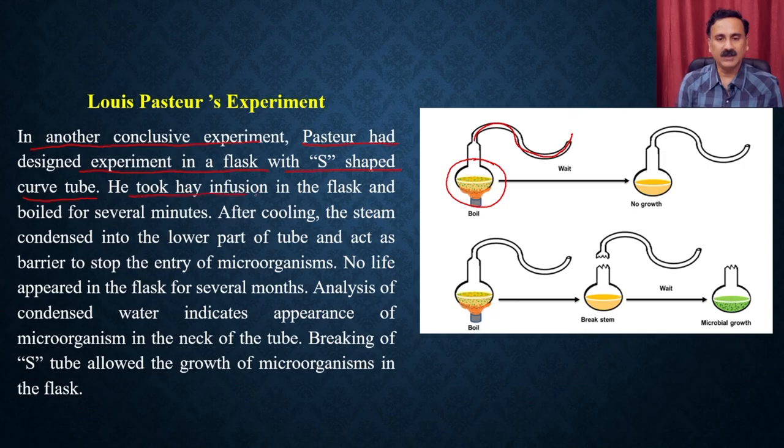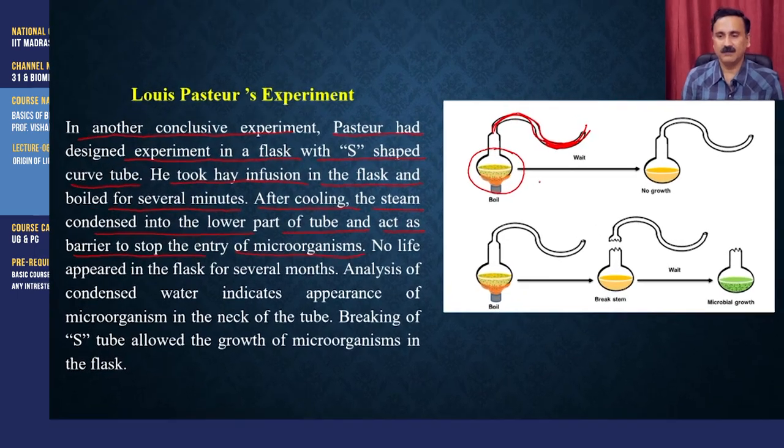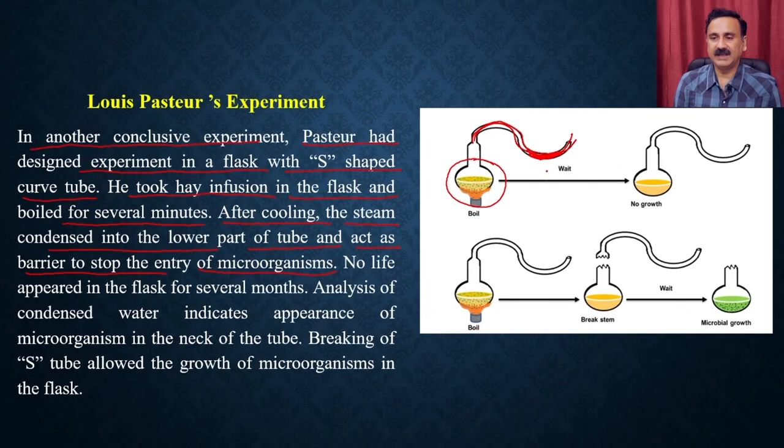So, he took the hay infusion in the flask and boiled it for several minutes or an hour. After cooling, the steam condensed into the lower part of the tube and acted as a barrier to stop the entry of microorganisms. So what happened is, he boiled the broth, and the vapors were coming and going, right? But when he stopped the heating, the broth got condensed in this particular portion, right? So there was a layer of water formed here.